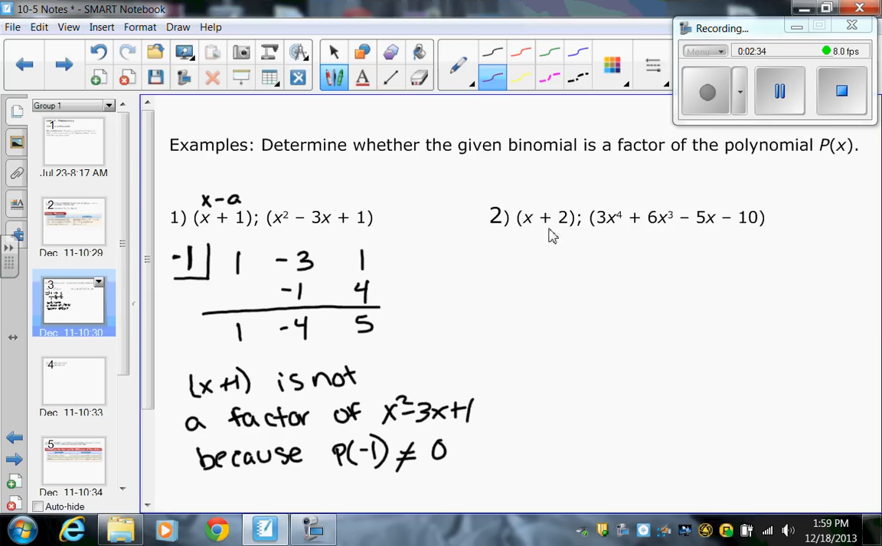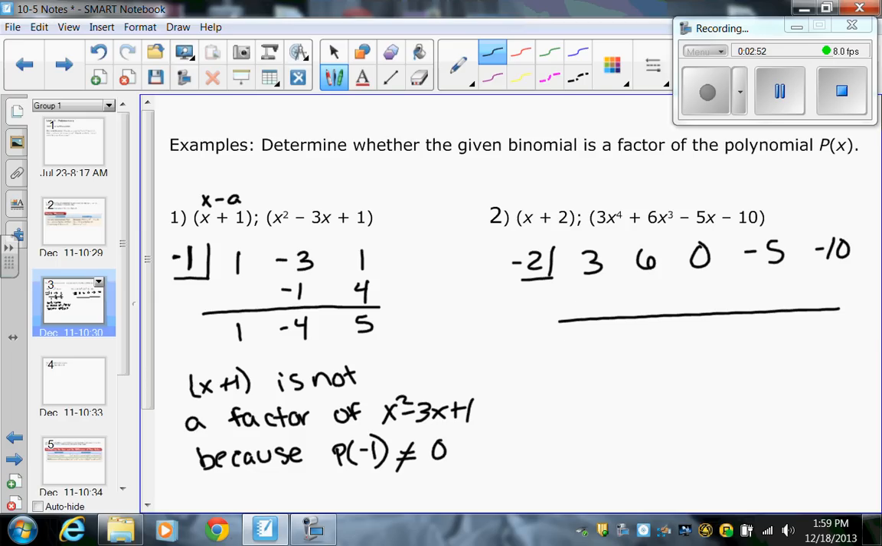Let's try another. In this case, the number we're going to use in our little box for synthetic division would be -2. Our coefficients would be 3, 6. There is no x squared, so 0, -5, -10. Carry down my 3. That gives me -6. Add these together, I get 0. Multiply, I get 0. Add, I get 0. 0 times -2 is 0. That's -5. -5 times -2 is +10. And when I add these together, I get 0.